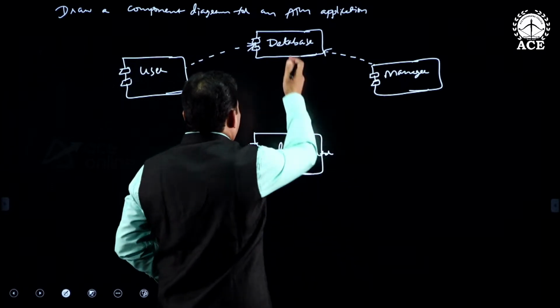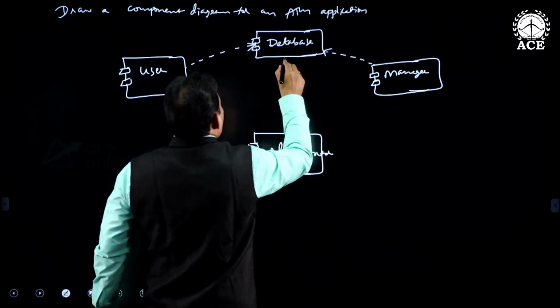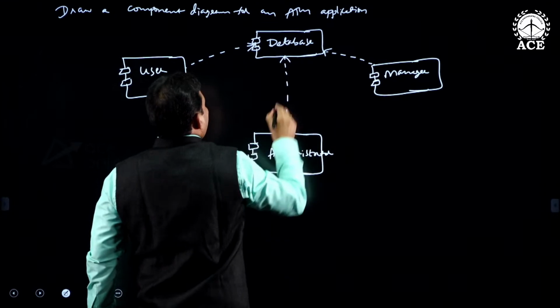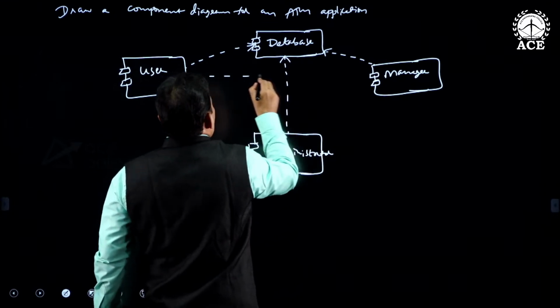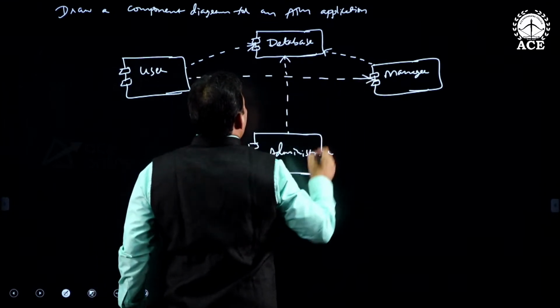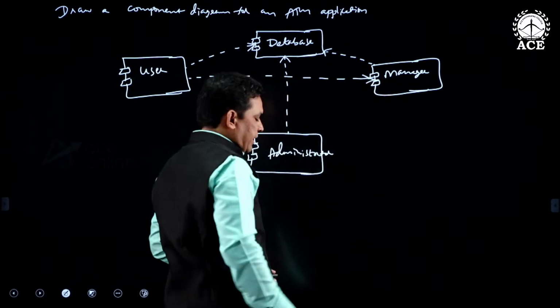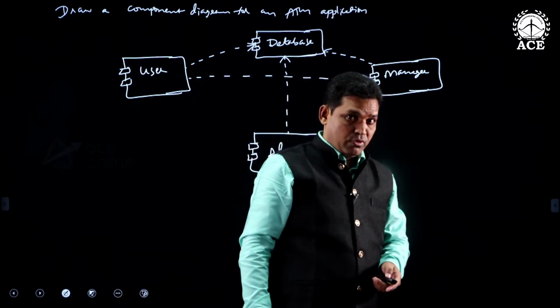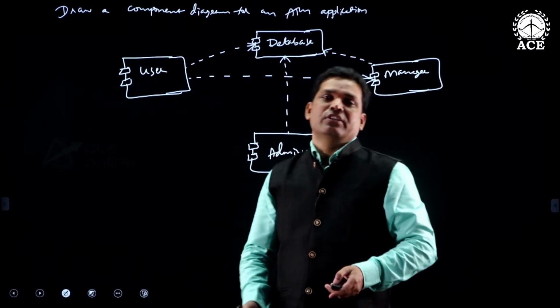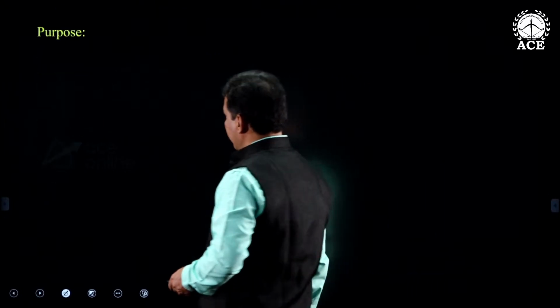Similarly here, administrator and database. So administrator is a component which is depending on database component, right? So again, user is depending on manager, is it? So this is the component diagram for an ATM application, which is helpful for the programmers to implement the software system, to generate source code, right?